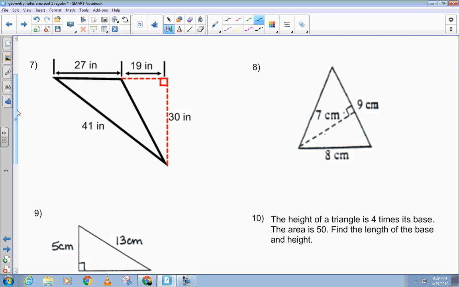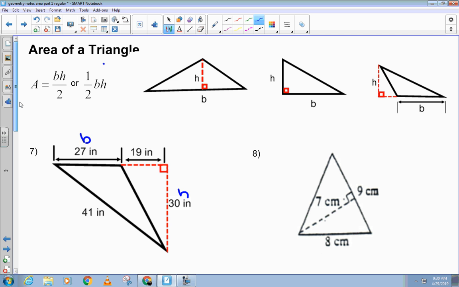Now, 19 is an extension of the base. Remember, the base is the dark part. So this right here is the base. This is my base right here. And then they had to extend this, and then they had to drop the height to be perpendicular to that. So what's the height? No. The height has to be perpendicular to the base. So it's 30. Okay? It's just like this one up here, except it's turned upside down.